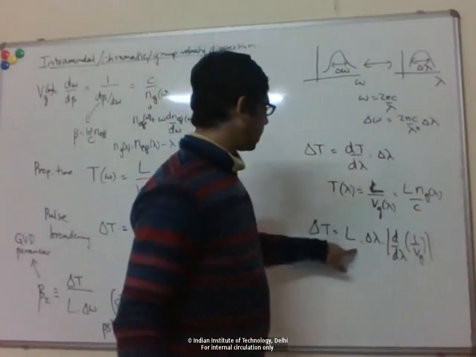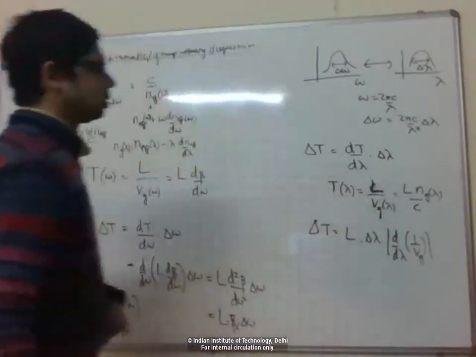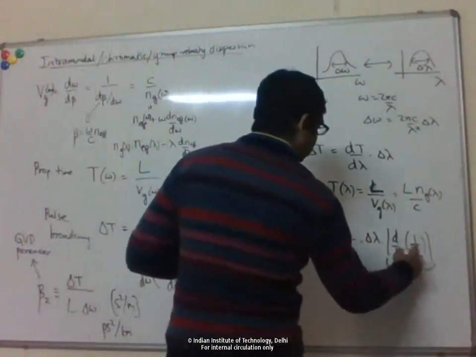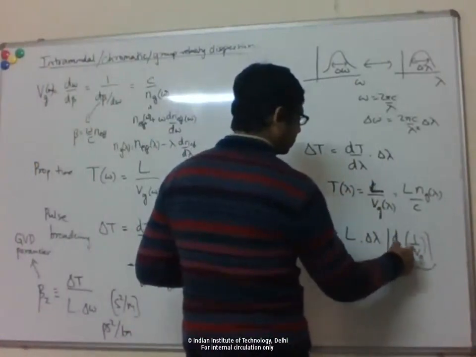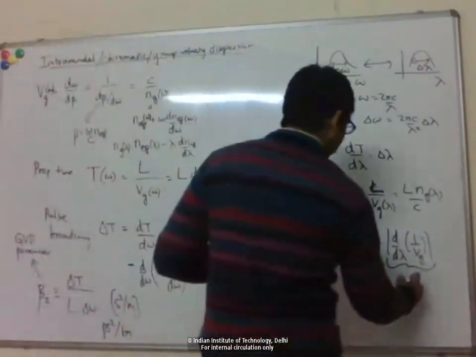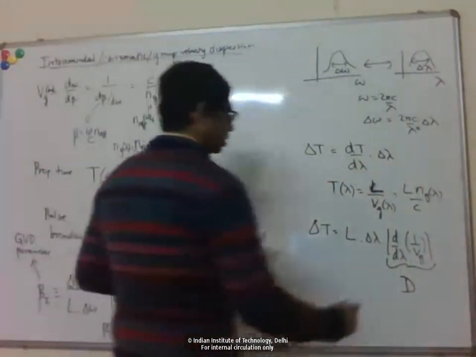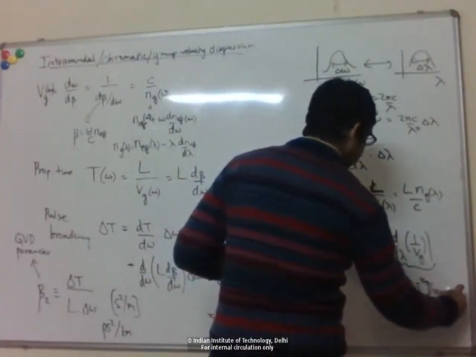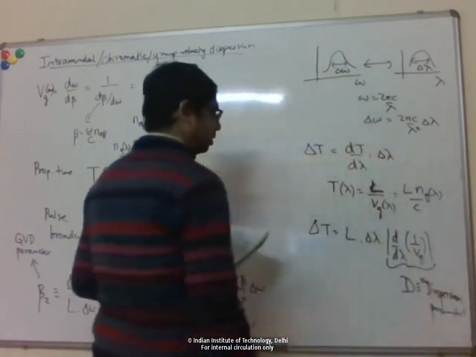So L is a constant, comes out, delta lambda is here, and then 1 over Vg we take the derivative with respect to wavelength. Right, so this derivative of 1 over Vg with respect to wavelength is basically 1 over C times the derivative of Ng with respect to wavelength. This is defined as parameter capital D, which is known as the dispersion parameter. Okay, this is basically the dispersion in wavelength units.